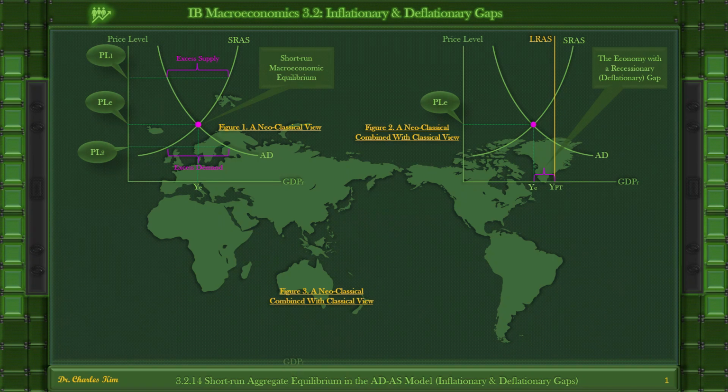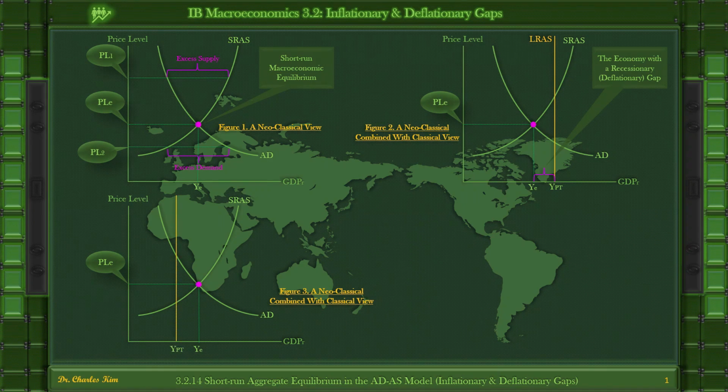We shall now look at the third scenario of a neoclassical model associated with a classical perspective on the ADAS model, that is, the inflationary gap. In Figure 3, equilibrium real GDP, YE, is to the right of potential GDP, YPT. When real GDP exceeds potential GDP, there is an inflationary gap, and unemployment is lower than the potential rate of unemployment.